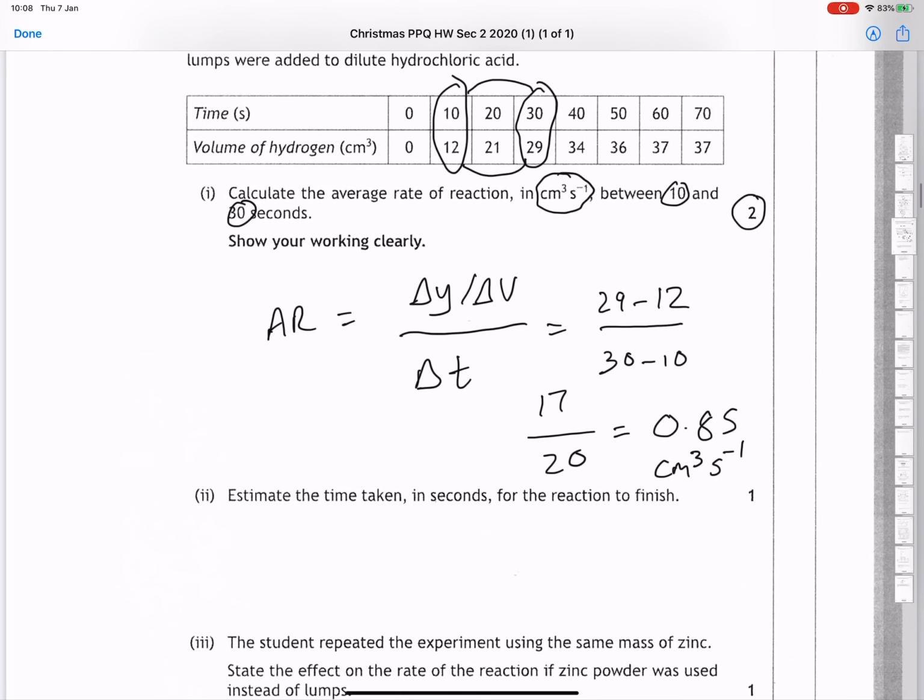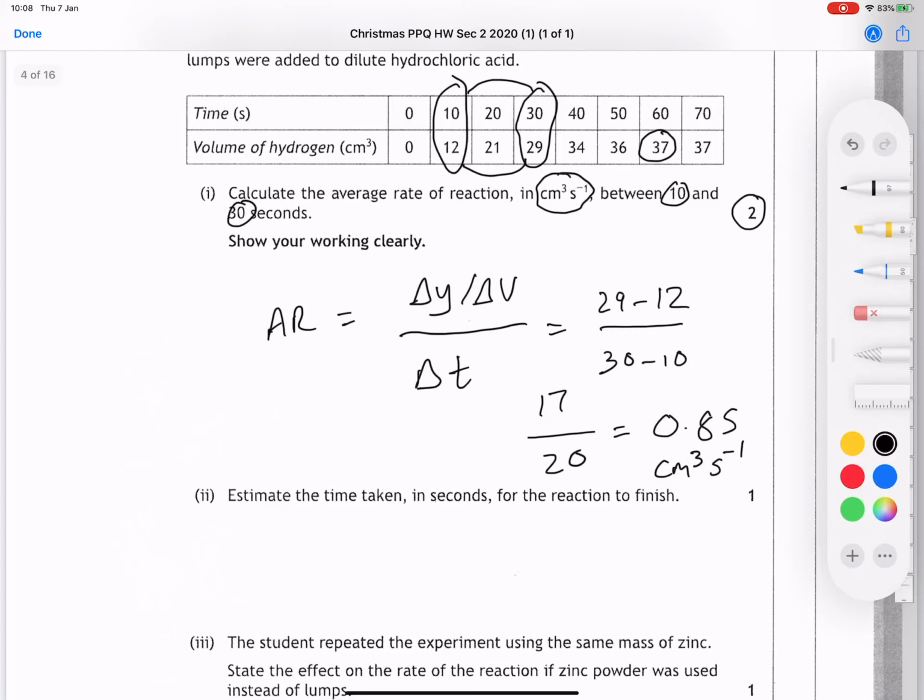Estimate the time in seconds for the reaction to finish. Reaction finished is when the volume of hydrogen should level out. It levels out after 60 seconds, but it could have happened anywhere from 51 up to 60. So if you wrote any of those numbers, 51 all the way up to 60, you would have got the 1 mark.